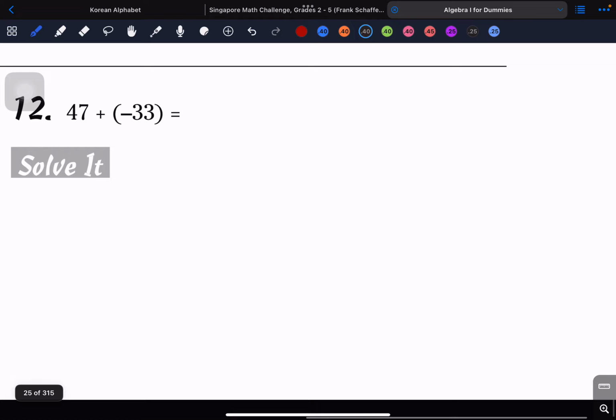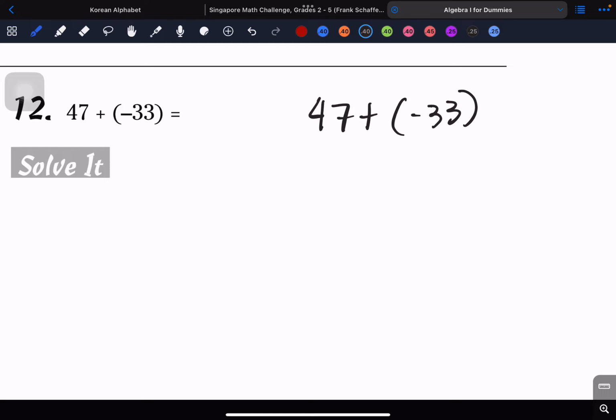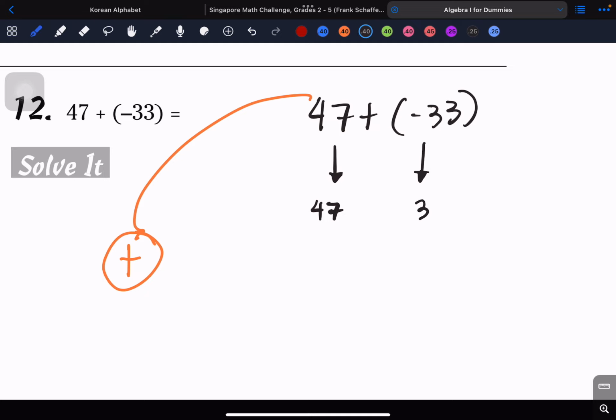Next, 47 plus negative 33. Look at the numbers. May positive, may negative. So, tingnan mo, sino mas malaki, si 47 o si 33? Si 47. Ang sign ng 47 ay positive. So, alam mo na agad na, ang final answer ko dapat positive. Hindi yan kakalimutan. Ngayon, kunin mo na yung absolute value ng dalawa. Ito ay 47. Ito ay 33.